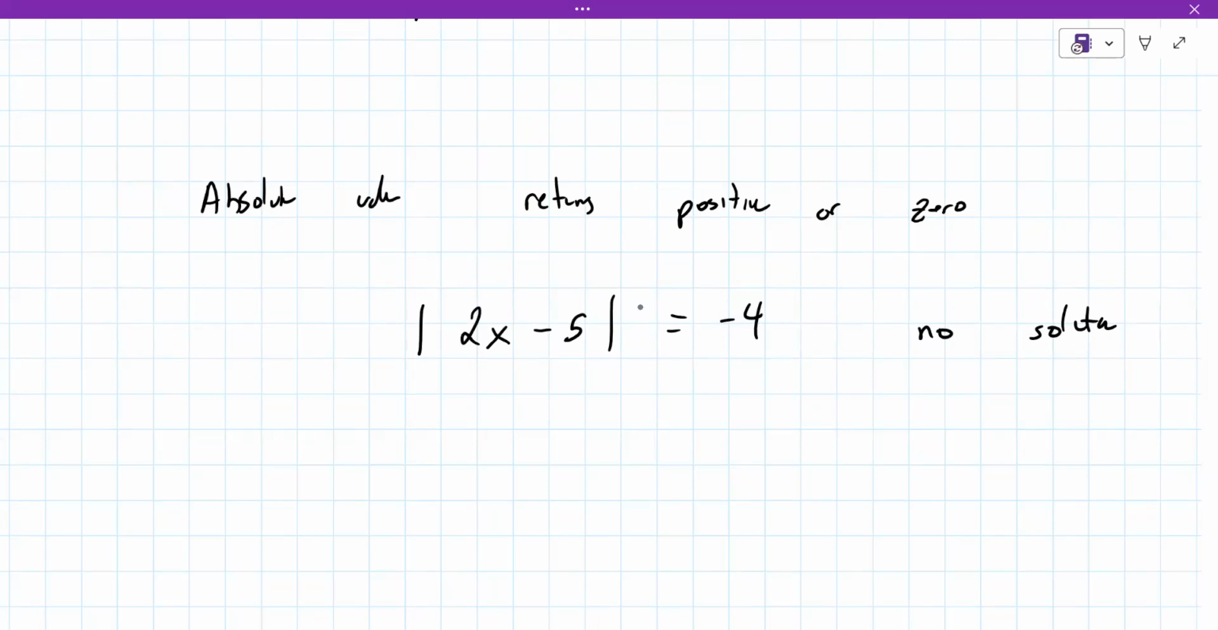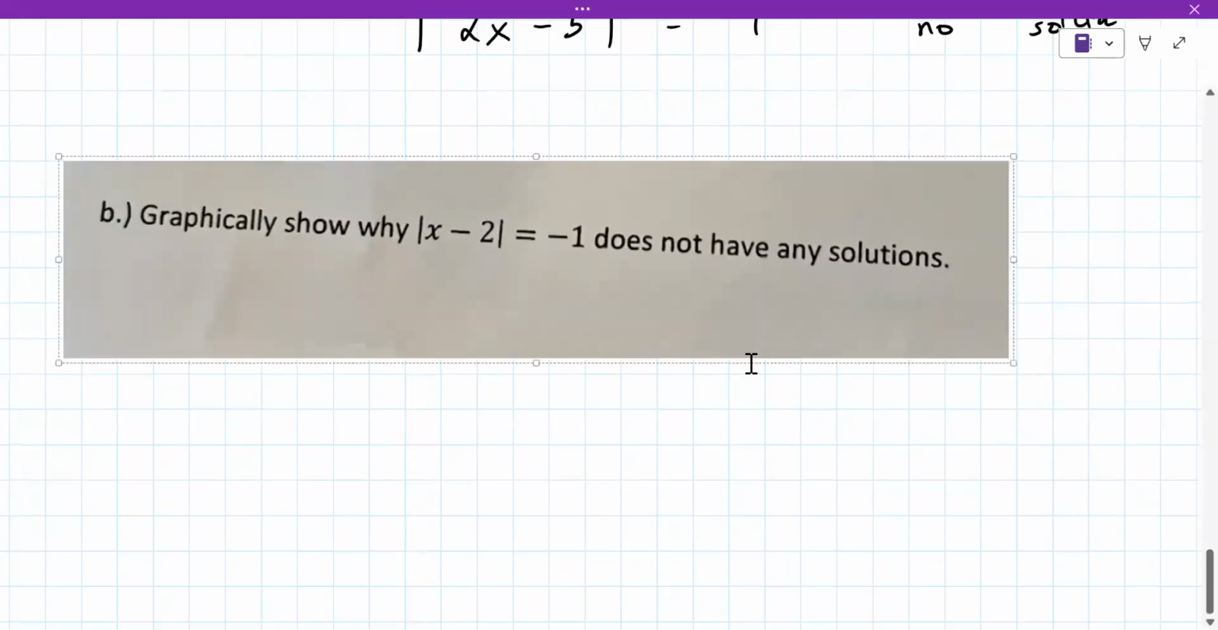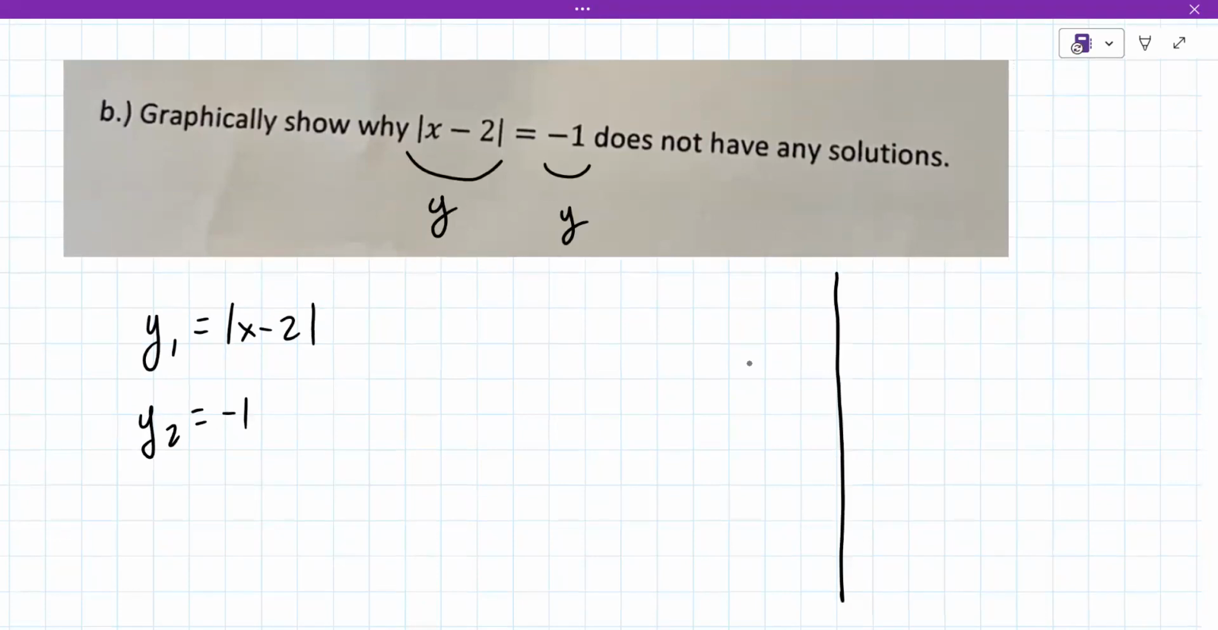Now part B. This is something your teacher does a lot of. They want you to graph each of these individually. They want you to treat this as y1 equals absolute value of x minus 2, and this as y2 equals -1. They want you to make a sketch. And so you have to remember your transformations.